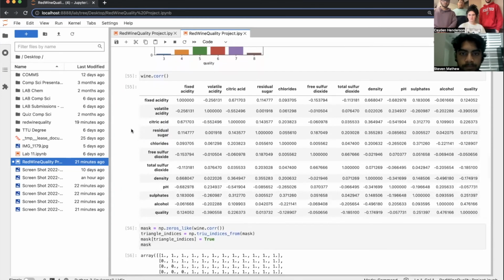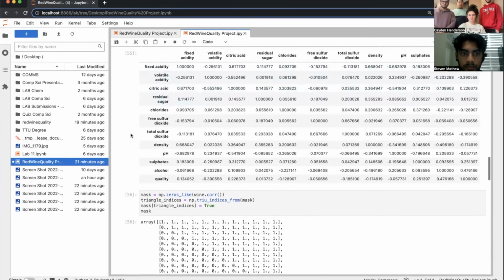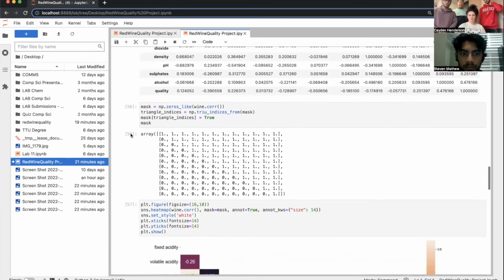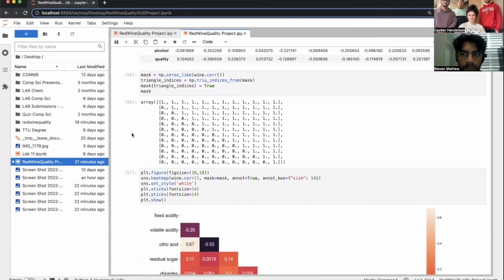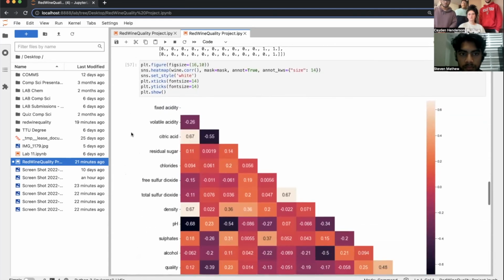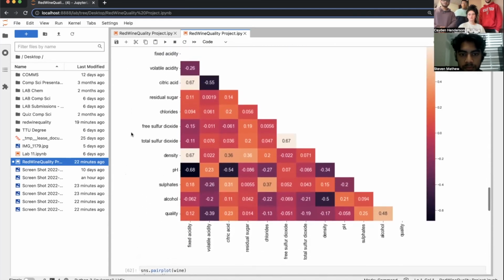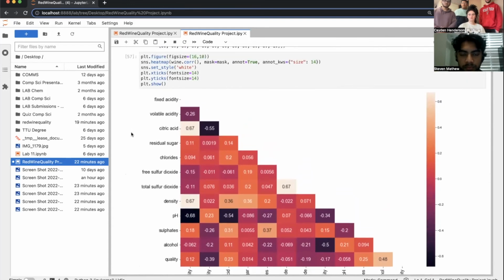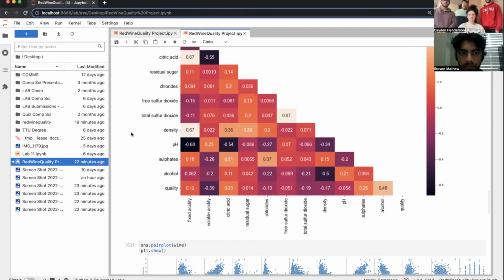And next we got the correlation. This shows many different correlations between citric acid, residual sugar, and all the above. So first we masked it so it wouldn't mirror the same thing. And then we used the heat map to show more information about this. What we did in the previous step was to not mirror it. So now you just have one of each and there are no repetitions.